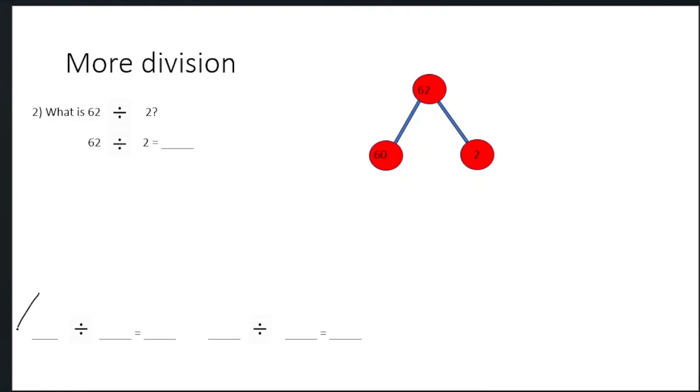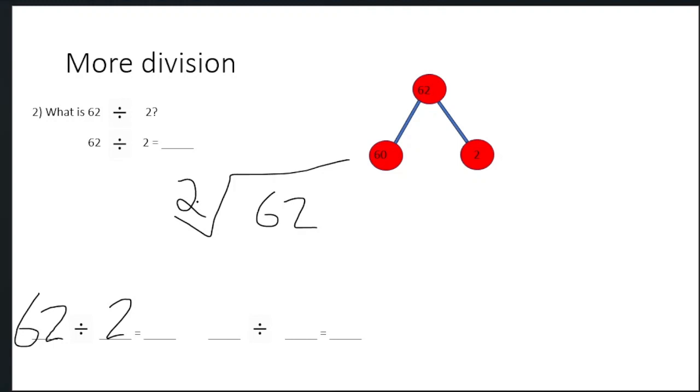So we're going to do it again. This time we have 62 divided by 2, so let's go ahead and put 62 divided by 2 down here. Draw out our bus stop again, put our 62 in there like so, put our 2 on the outside, and how many 2s go into 6? 2, 4, 6, so that is 3. How many 2s go into 2? Well, that's nice and easy, it's just 1.